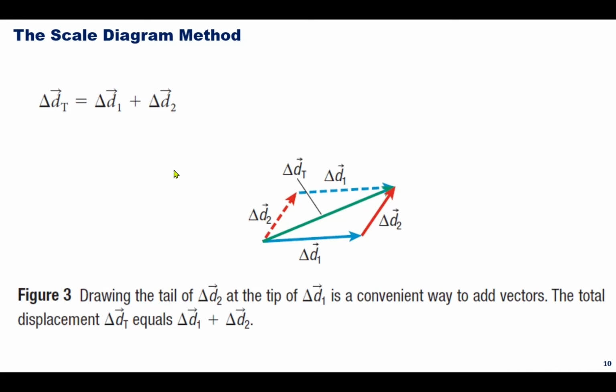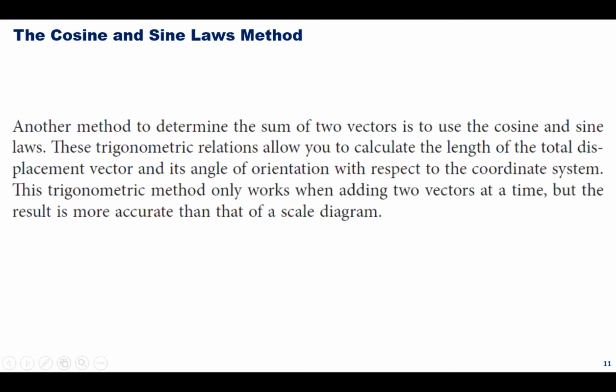Okay, next, let's have a look at the cosine and sine law method. Another method to determine the sum of two vectors is to use the cosine and sine laws. These trigonometric relations allow you to calculate the length of the total displacement vector and its angle of orientation with respect to the coordinate system.